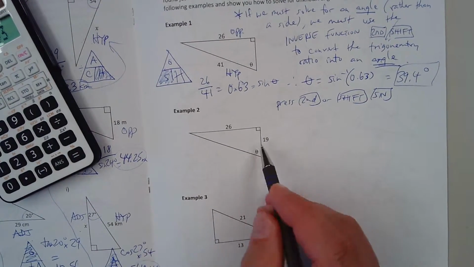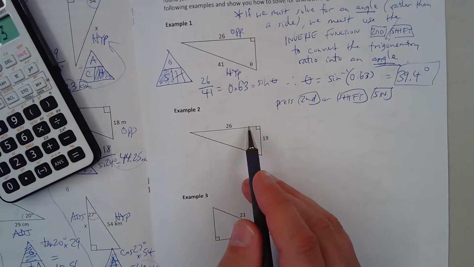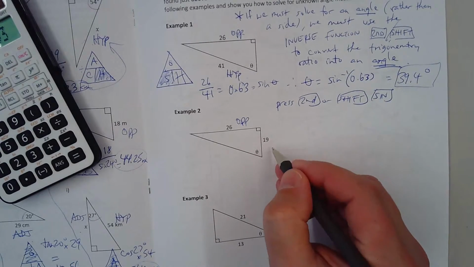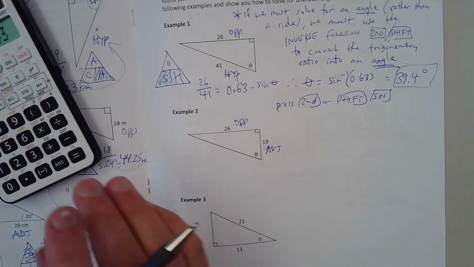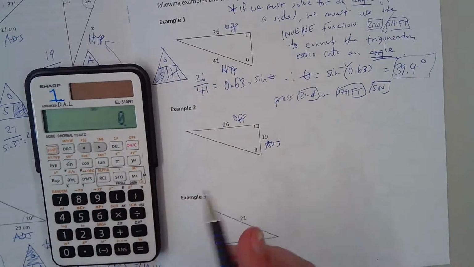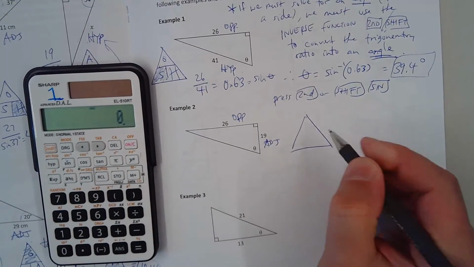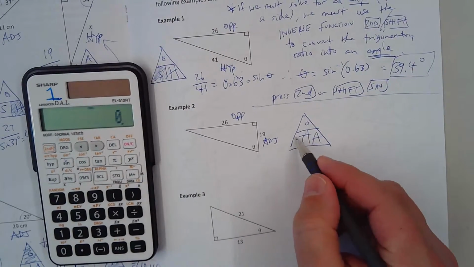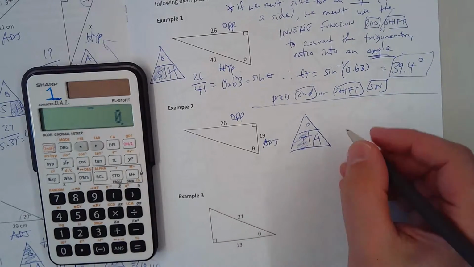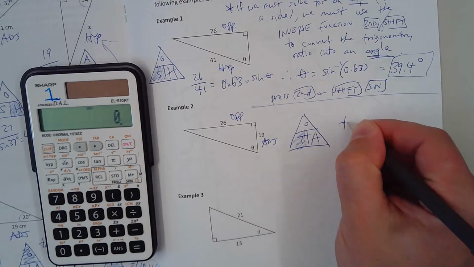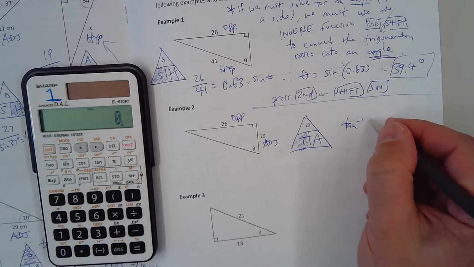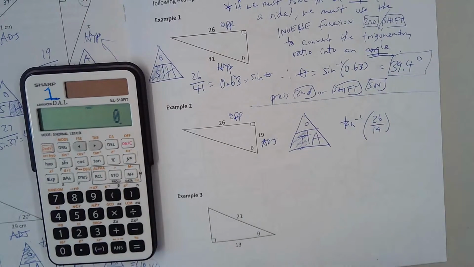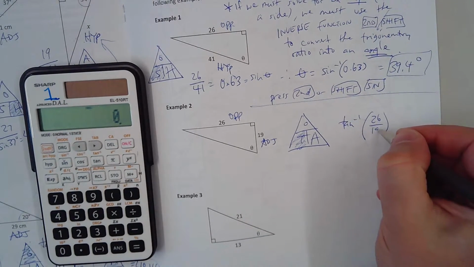This is the angle. What's this 26 side called? Opposite. The 19 is the adjacent. Which ratio has opposite and adjacent in it? Tangent? Yep. So TOA, it's really the tan thing I'm looking for. So what I really want to do is find the inverse tangent of whatever 26 divided by 19 is.